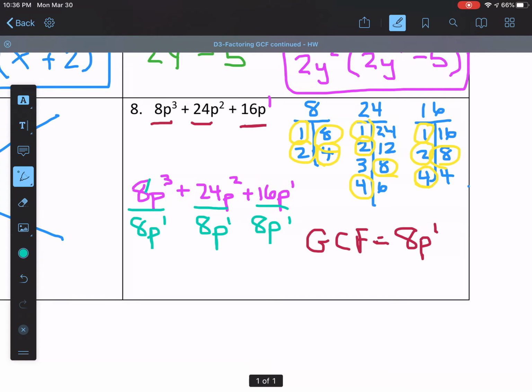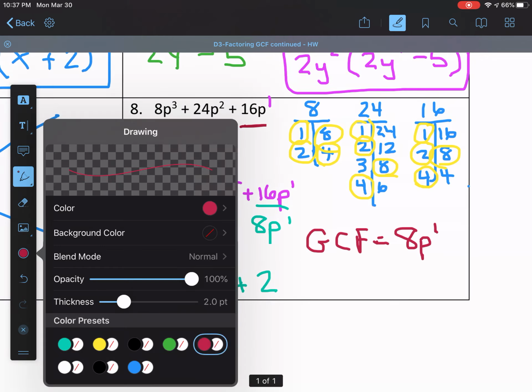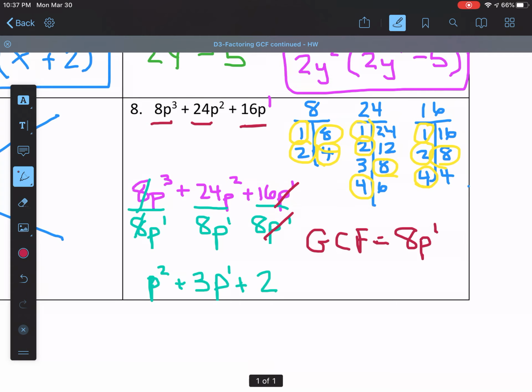Okay, so over here, the 8s, they reduce to 1, which you don't have to write because it's the coefficient. And then p cubed over p to the first, we subtract our exponents, and we are left with p squared. Okay? Plus, now 24 divided by 8 is 3. And p squared over p to the first, remember we subtract our exponents, and we are left with p to the first, or just p. Plus 16 divided by 8 is 2. And then we have p to the first over p to the first. Since they're the exact same thing, they just cancel out or reduce to 1.